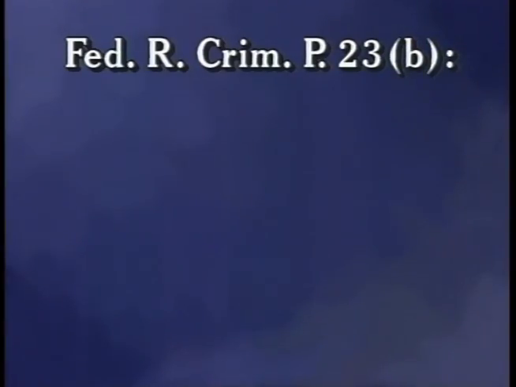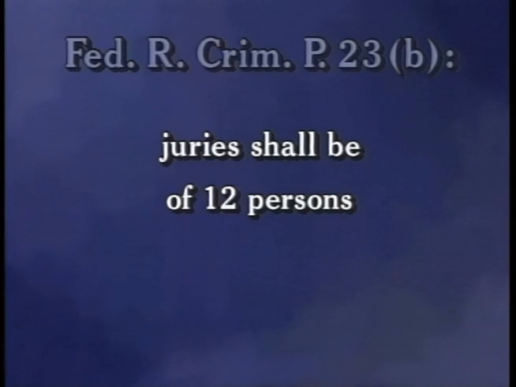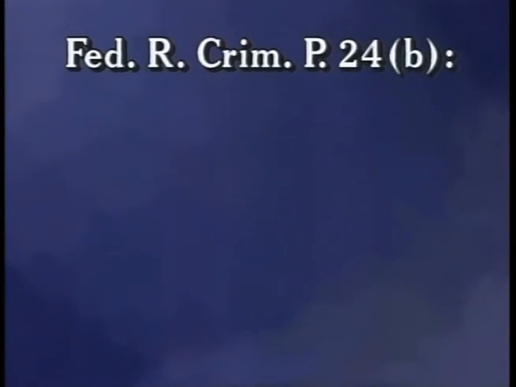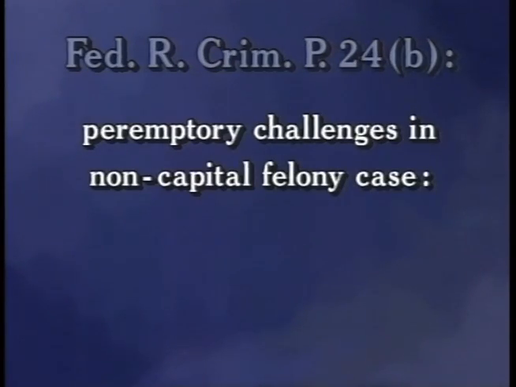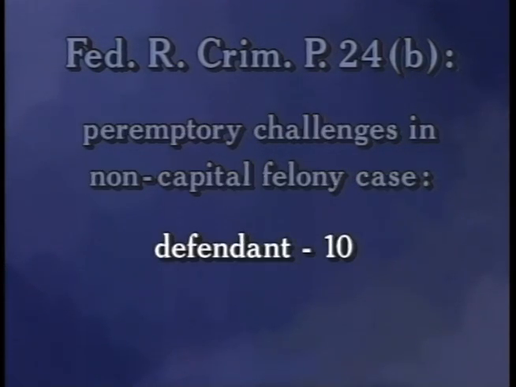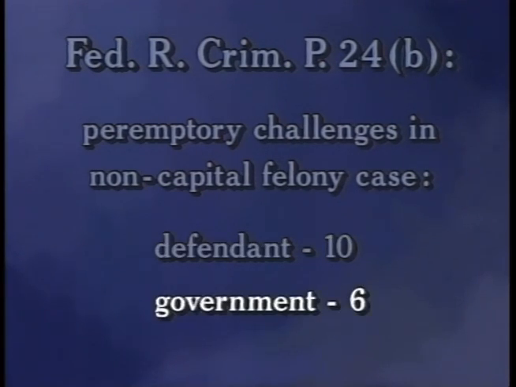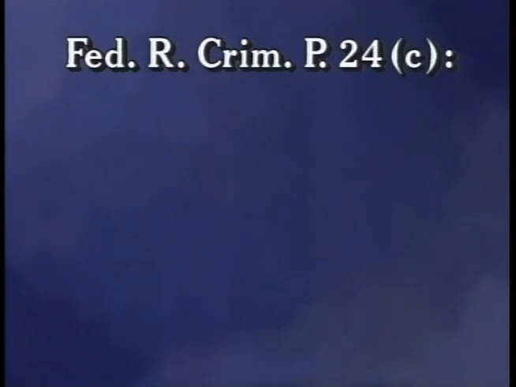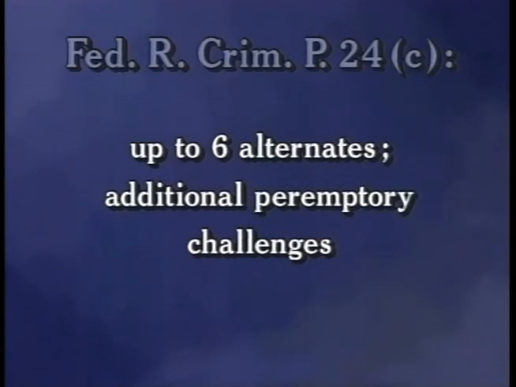In criminal cases, Rule 23(b) of the Federal Rules of Criminal Procedure provides that juries shall be of 12 persons. Rule 24(b) provides that in non-capital felony cases, the defendant is entitled to 10 peremptory challenges and the government to 6. Rule 24(c) provides for up to 6 alternate jurors, with 1 to 3 additional peremptory challenges allowed, depending on the number of alternates to be selected.